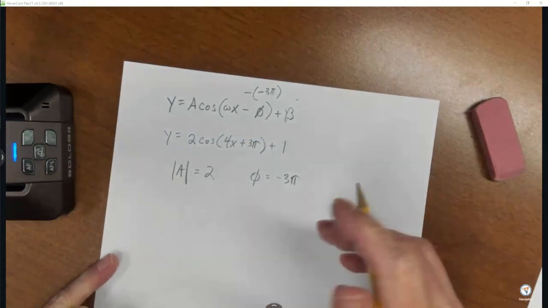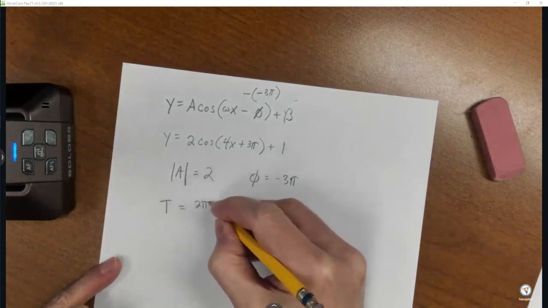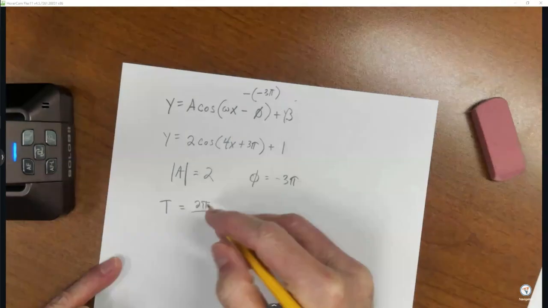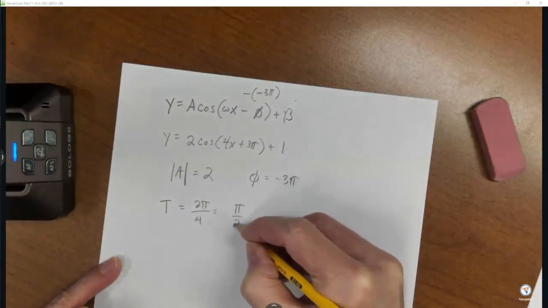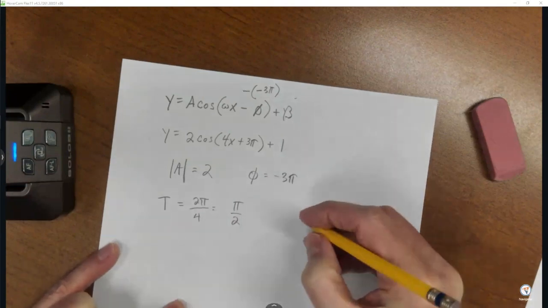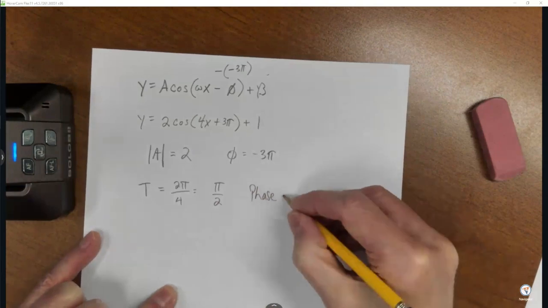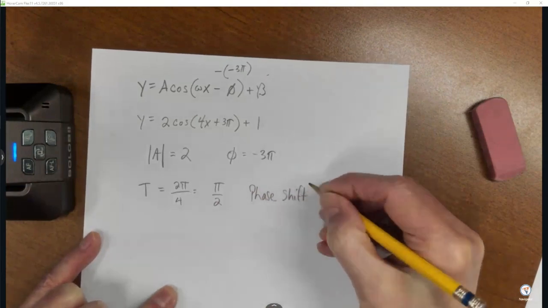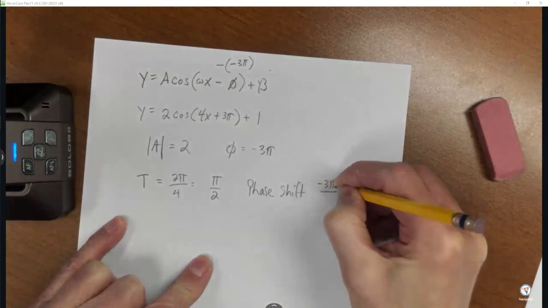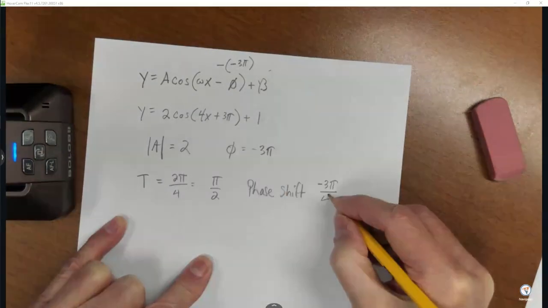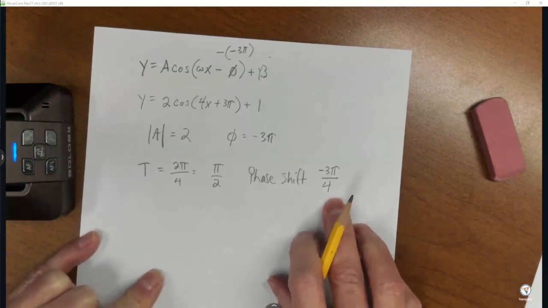Okay, and then the other thing we have to do is find the period. So the period is going to be 2 pi divided by the 4. That's the omega. So the period's pi over 2. Okay, and then our phase shift is going to be negative 3 pi over omega. So negative 3 pi over 4, and that's where we start our points.